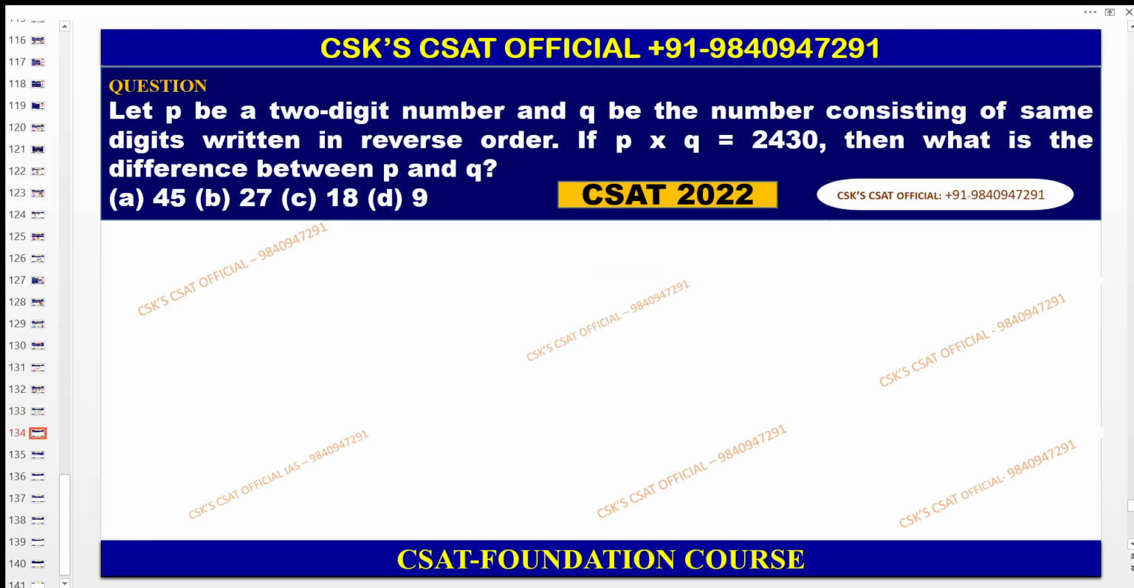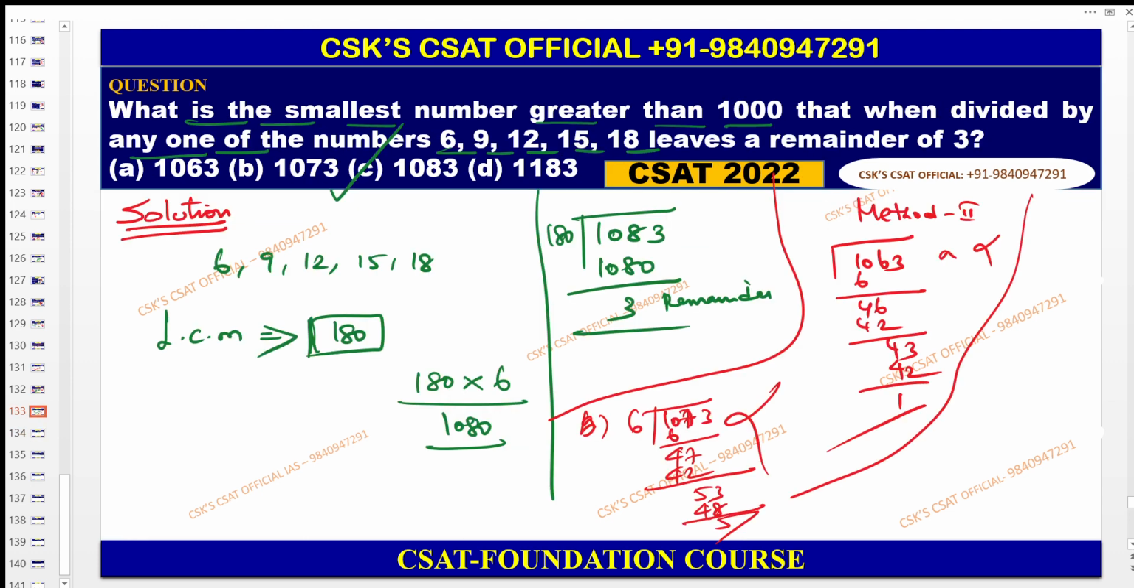One doubt, sir. Ask. It said any one of the numbers, so do we need to take the LCM for everything and get the answer, or should we go with the method? If you are getting the LCM, that is the shortcut method. But if you don't know that method also, you can go with the procedural method.